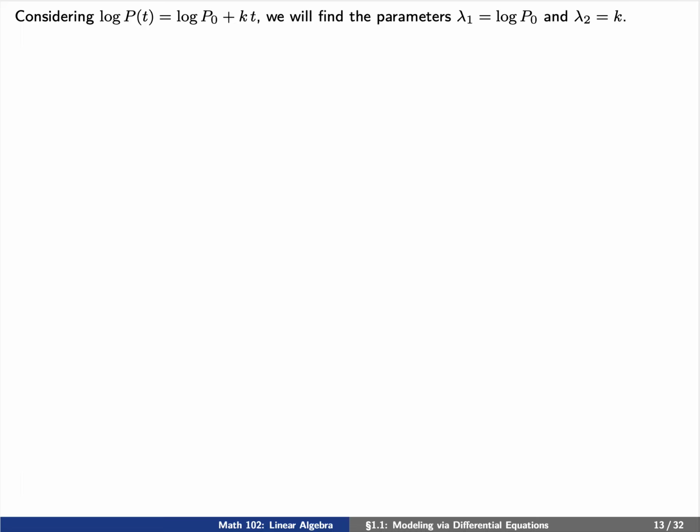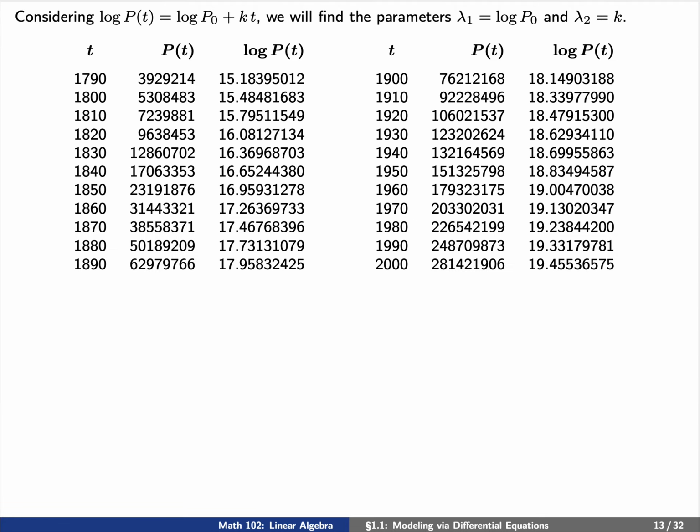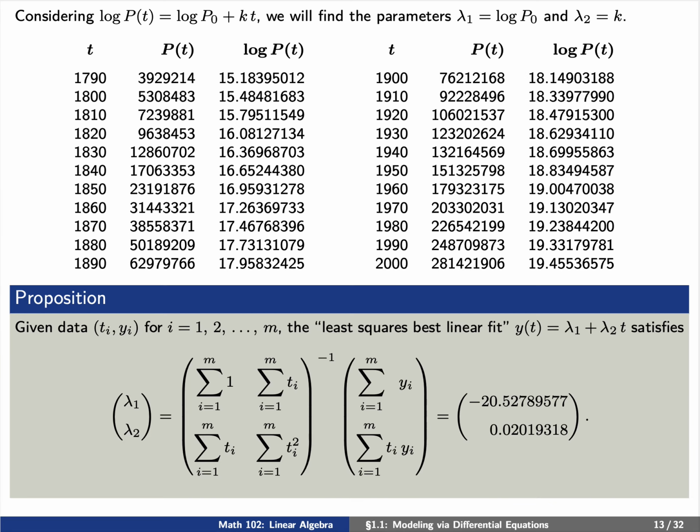So the idea is that we're going to take the logarithm and then try to find these parameters lambda 1, which is the log of p0, and lambda 2, which is this number k. Here's the new data once we've computed the logarithm of our population data. As a reminder, we can perform what's called a linear regression. That is, given a list of data points, let's say ti, yi, then we can find that linear polynomial which is the best least squares linear fit.